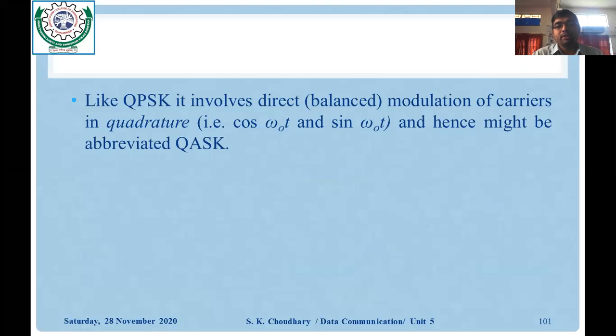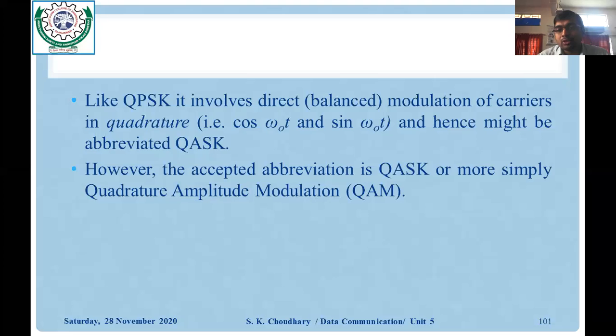Like QPSK, it involves the balanced modulation of carriers in quadrature, and hence might be abbreviated as QASK also. However, the accepted abbreviation is QAM, or more simply quadrature amplitude modulation. So what is actually happening in this QASK? We are modulating the amplitude as well as the phase, both in the same modulation technique. Till now we have only modulated either amplitude, phase, or frequency, but in this technique we modulate both in the same technique. It means the amplitude of the signal is varied as well as the phase of the signal. That is called quadrature amplitude modulation or quadrature amplitude shift keying. Both names are common.